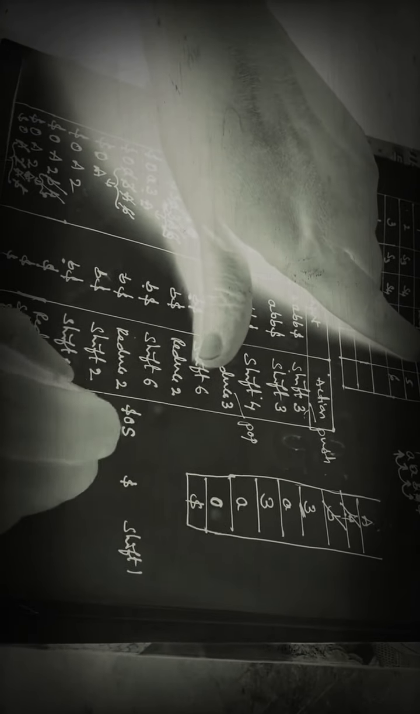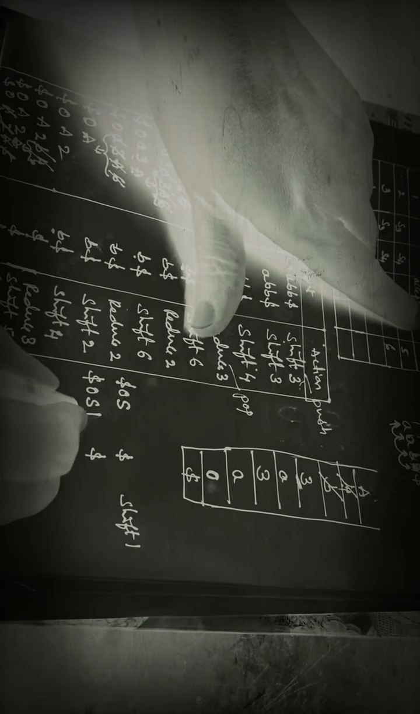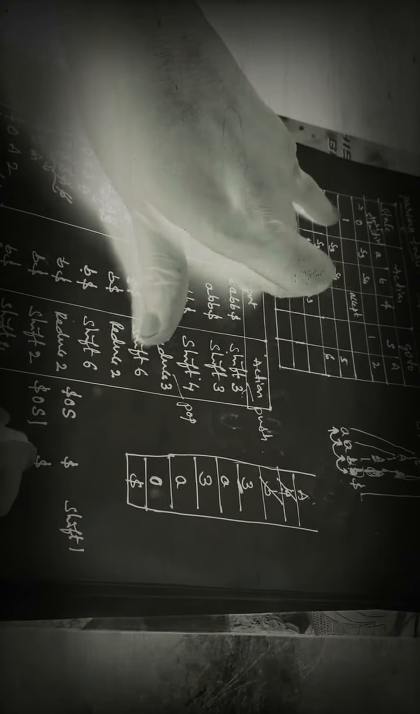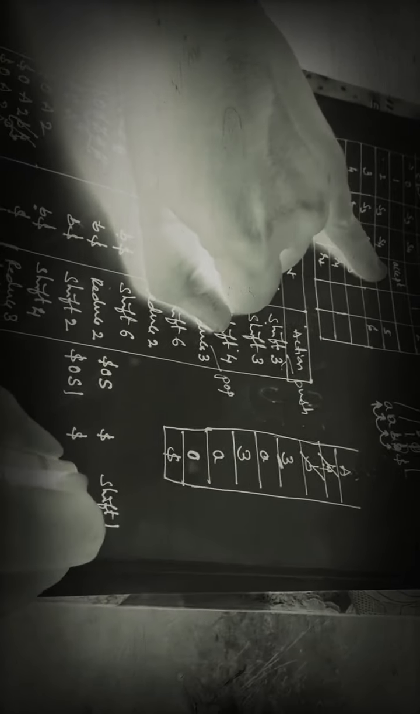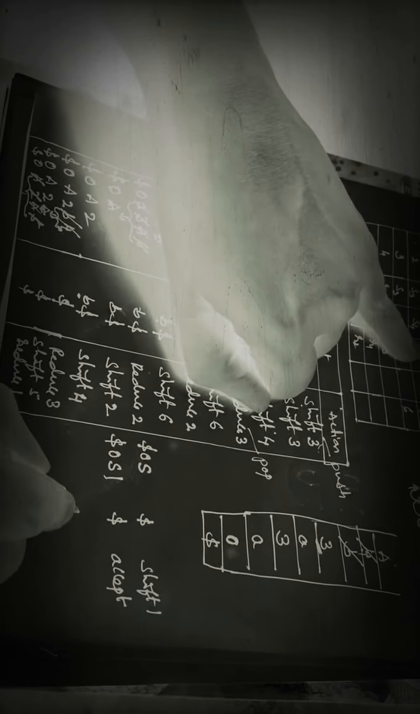So now $0 S 1 dollar. So now 1 on dollar. 1 on dollar is from the state 1. 1 on dollar is accept. So finally we have reached the accept here.